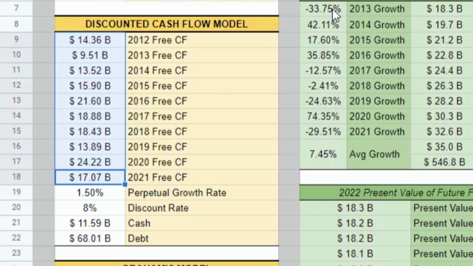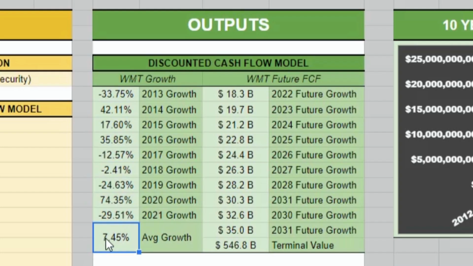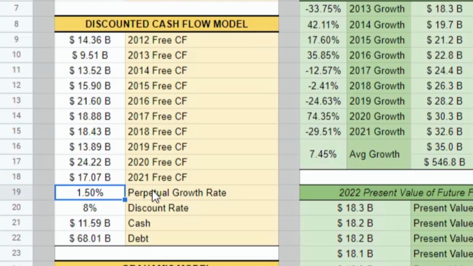Once that happened, all of these right here averaged gave me an average growth of free cash flow. And then the perpetual growth rate is going to be anywhere from 1 to about 2.5%. I feel comfortable with 1.5%, which is very typical for the DCF model. Discount rate of around 8%, very typical. And then the cash and debt.